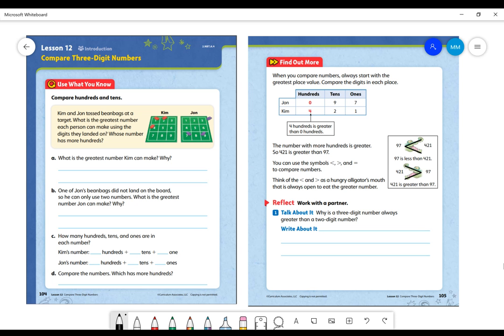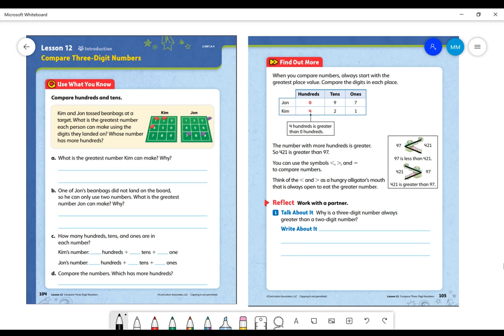So we are on page 104 and 105 today in our instruction book. So pause the video to go ahead and get open to that page, and then we will get started on this together. All right, so we are going to start with the word problem that we have.